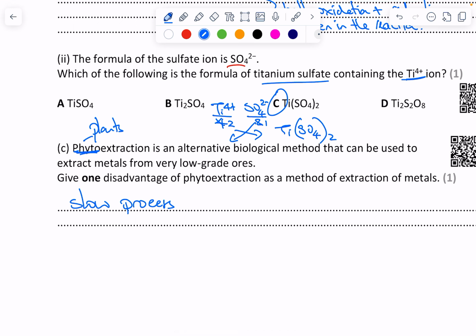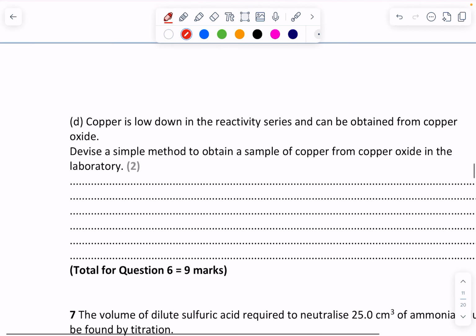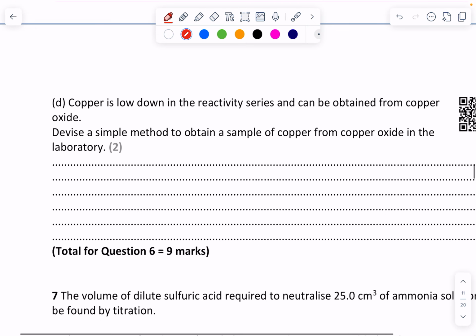Other things you could say here is that you need large amounts of land. You'd have to plant a lot of crop, and if you're doing that, you can't grow food, you can't build on that. So either one is going to get you the 1 mark you need. Carrying on, D is low down in reactivity, so that means it's not very active.